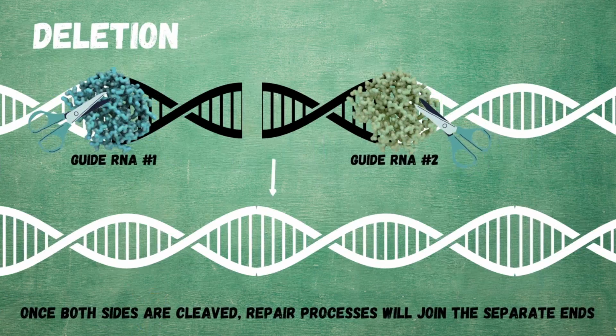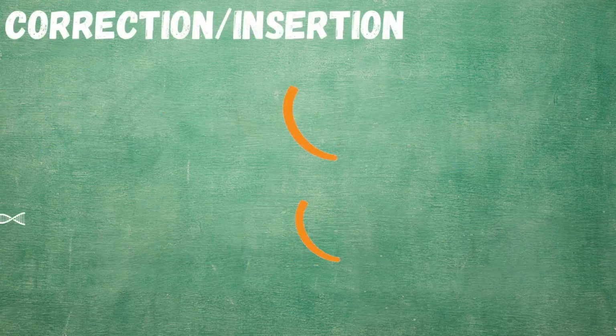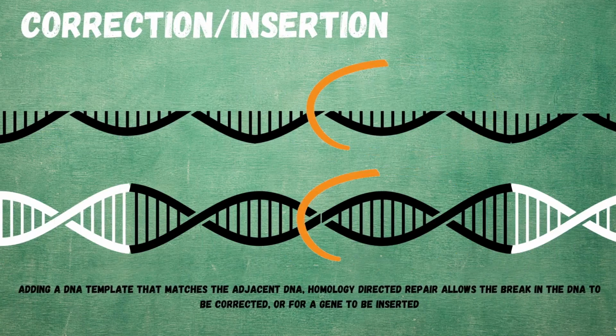Large fragments can also be deleted with the use of two different guide RNAs that are placed on either side of the fragment that's to be deleted. Both sides are cleaved and the separate ends are joined through repair processes. We can also correct DNA by adding a DNA template with Cas9 guide RNA complexes that matches the adjacent DNA that's been cut. Using homology-directed repair processes, the template repairs the break in the DNA. Then, the gene is either corrected or a new gene is inserted.